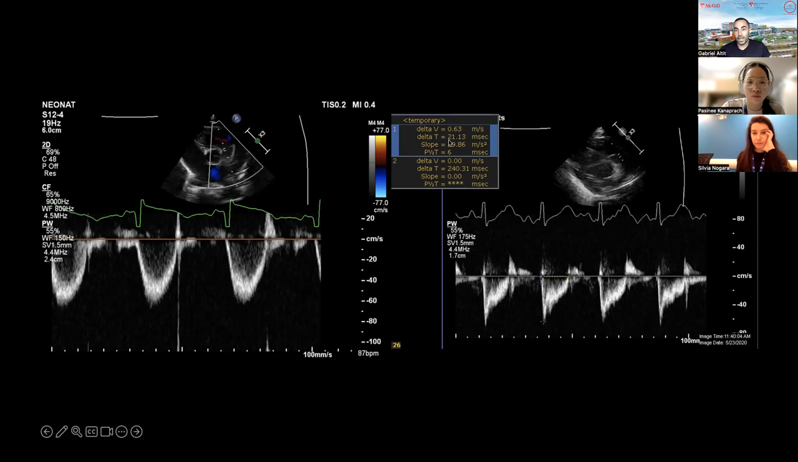And you can see here that my PAT, my acceleration time, is very short compared to my ejection time, compared to this one where the peak of acceleration is actually here. It's like at the middle of my ejection time, so that's probably, you know, 0.5. Make sense?